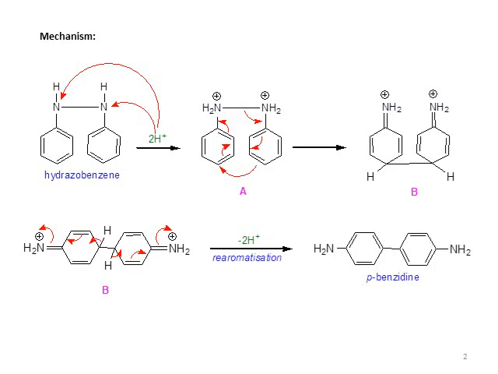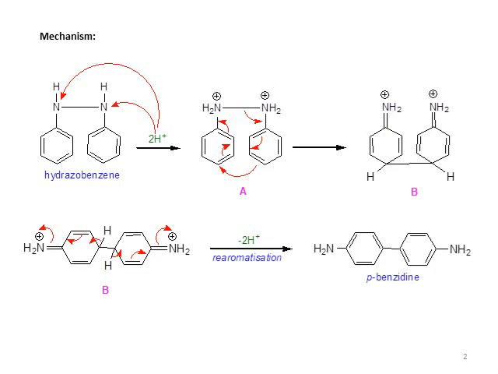So in the first step, protonation of two nitrogen atoms of the hydrazobenzene takes place to form intermediate A. In the next step, the bond between two nitrogen atoms of intermediate A breaks and the pi electrons of one of the benzene rings will attack the para position of another phenyl ring to form intermediate B.